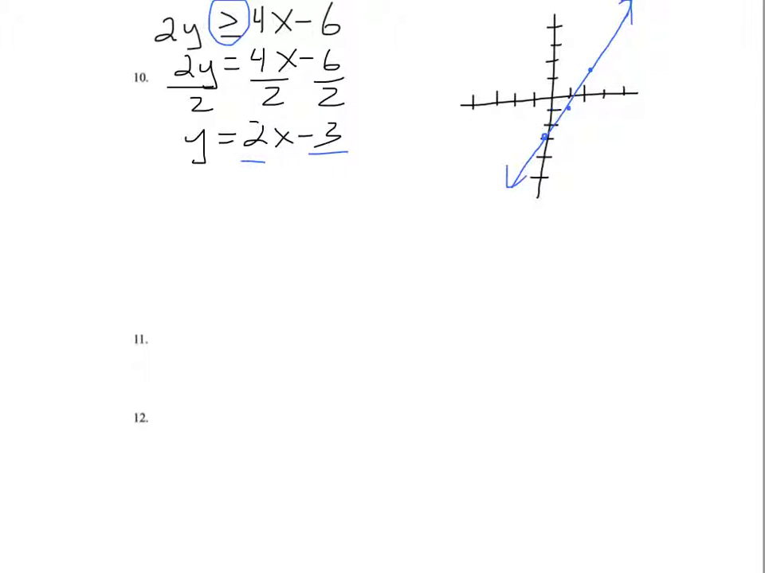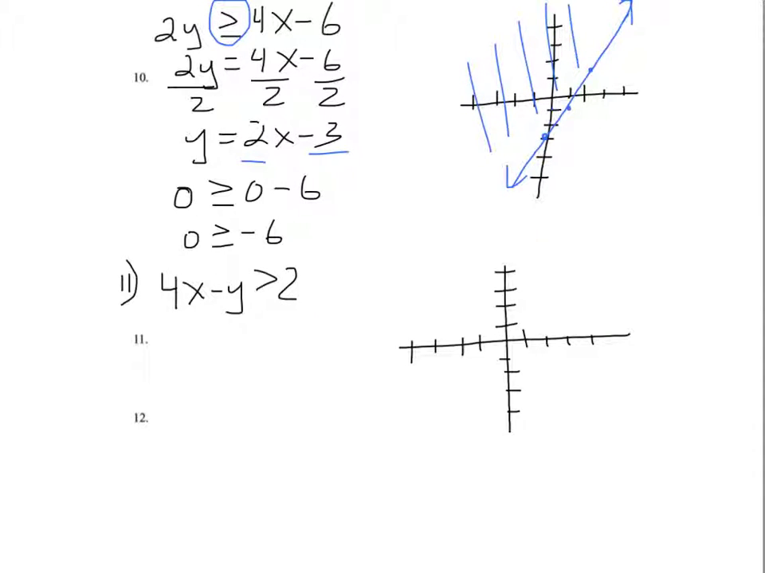There we go. And I check the point 0, 0. So I go back to my original inequality. It's just safer to use that. So 0 is greater than 0 minus 6. Is 0 greater than or equal to negative 6? Yes, it is. So we're going to shade above that line.